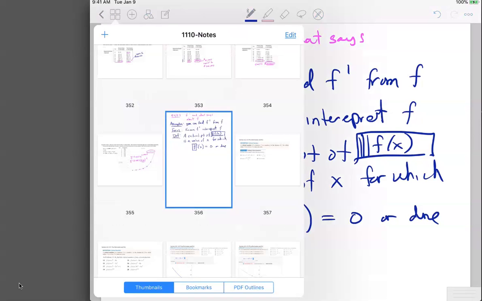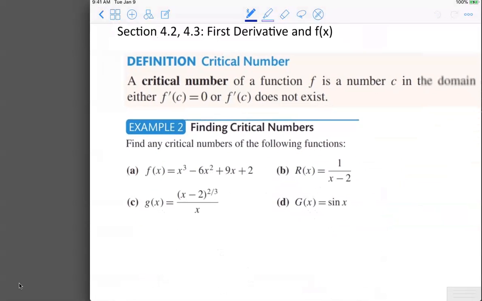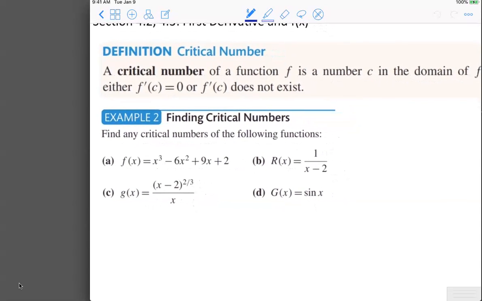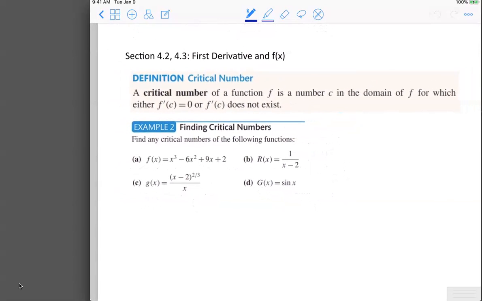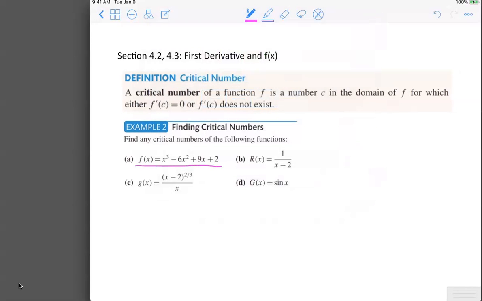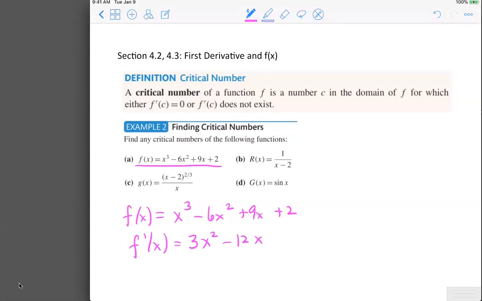Okay, so let's look at an example of a critical number or a critical point. And here's the definition from our textbook. I just want to do a quick example. Here is a function f of x. As I've made assumptions in this section, I'm assuming that you can use the power rule and whatever derivative properties you need to find that the derivative is equal to this.